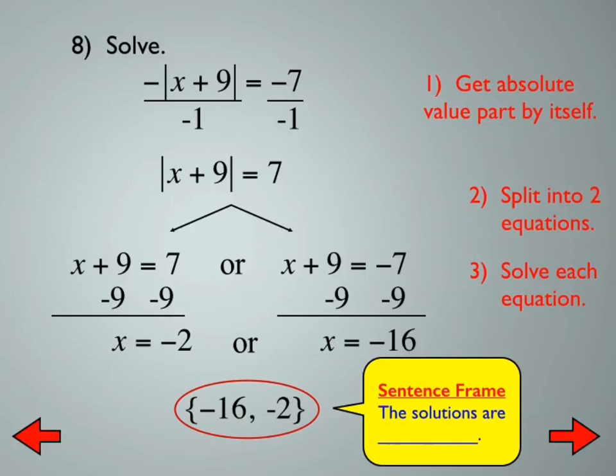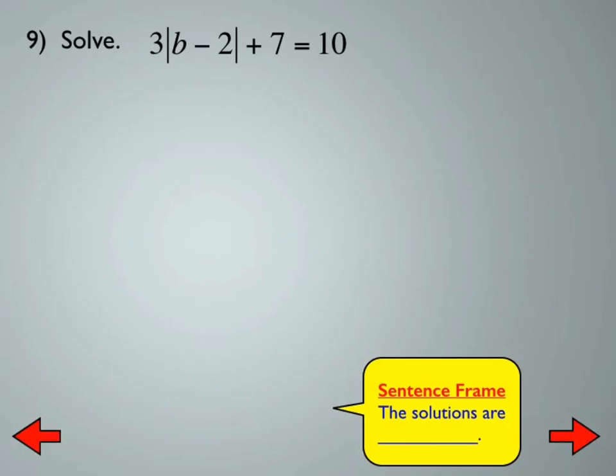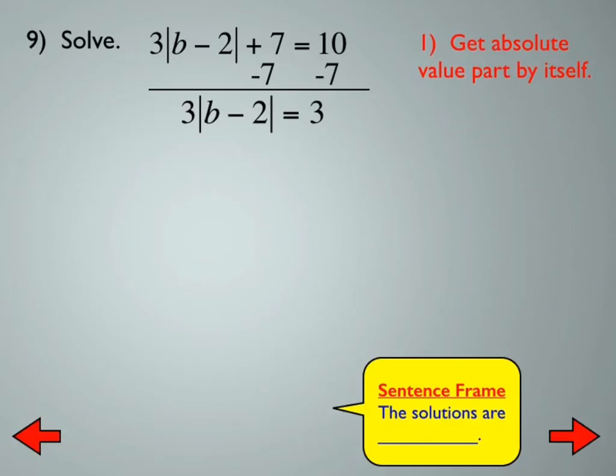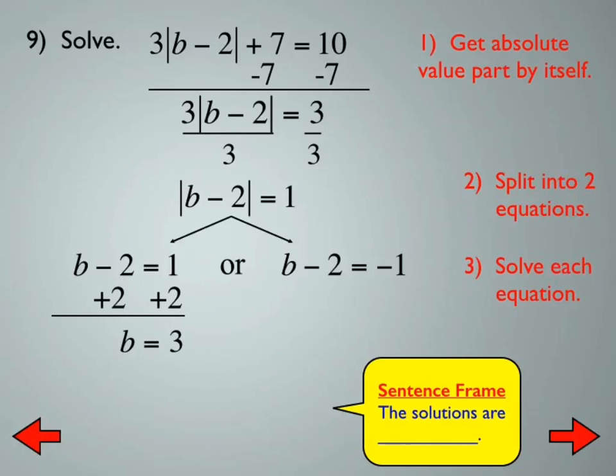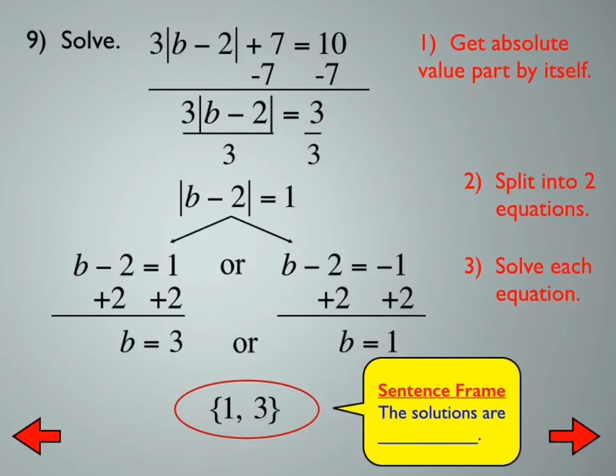In number 9, it's kind of like a 2-step process to get the absolute value part by itself. We would subtract 7 from both sides, then divide both sides by 3, which gives us the absolute value of b minus 2 equals 1. Split it up and solve. And I can see from this that the solutions are 1 and 3. So any questions there?